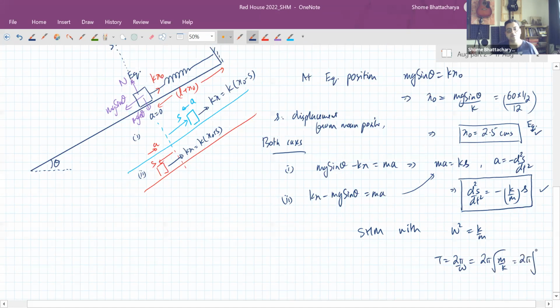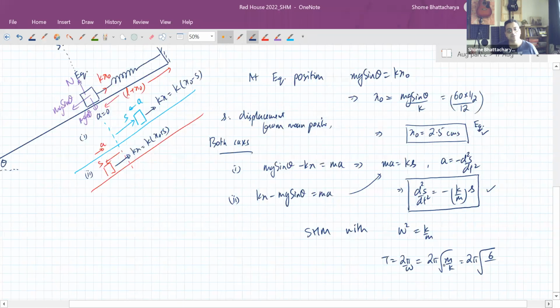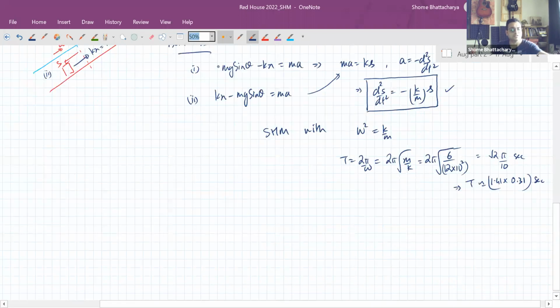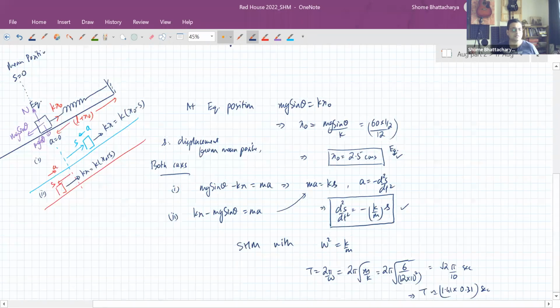numerically, taking the mass to be 6 kgs and the spring constant as 12 newtons per centimeter, when you convert, this is root 2 times pi by 10 seconds, approximately 1.41 into 0.31 seconds. That will become the time period. So this answers the first part, that you are showing that it's an SHM and you are calculating the time period. In fact, time period is in the second part.